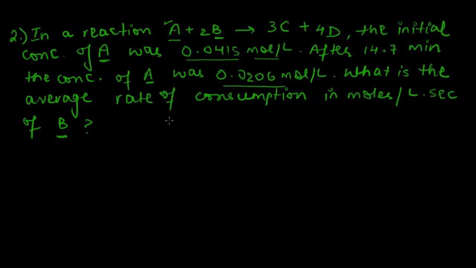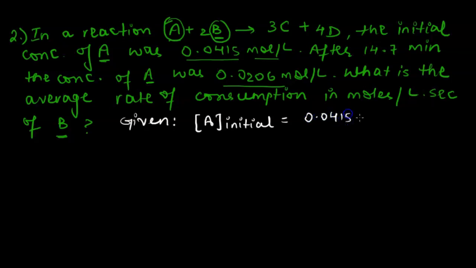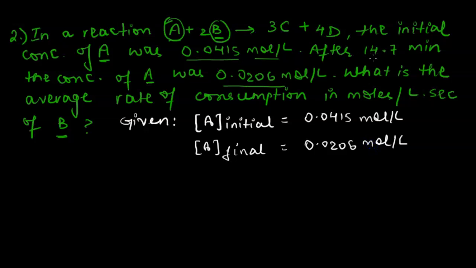So in this case, we would first find out the relationship between B and A. Then only can we find the rate of reaction of B using the information for the rate of reaction of A. But before that, let's write down what is given. The information that we are given is the initial concentration of A. We can write this down as A concentration initial is equal to 0.0415 moles per liter. We are given A final concentration that is equal to 0.0206 moles per liter.